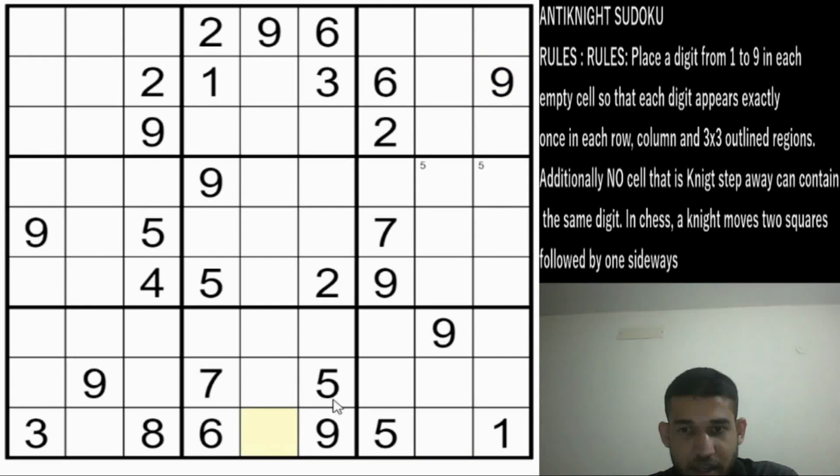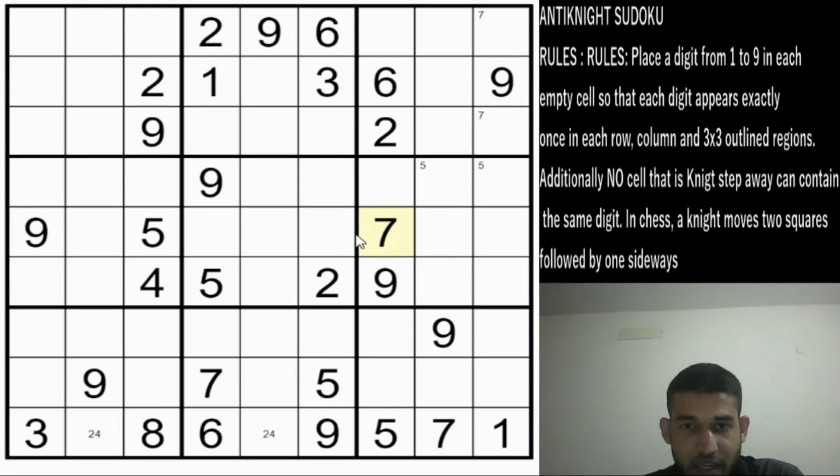Now this would be only a 2 or a 4, rest of the digits aren't possible. And this would be a 2, 4 or 7, and this would be a 2 or 4 because it is at a knight's move from 7. We can eliminate 7 from row 9 column 2. So 7 has only one possibility in row 9 and it would be here. And now 7 can be pencil marked here.